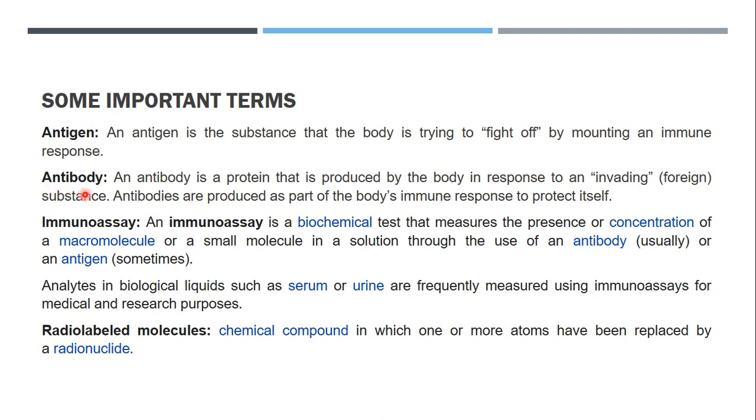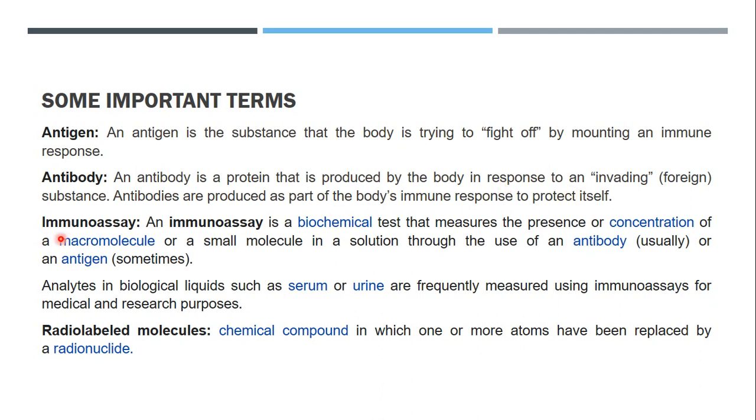Next term is antibody. It is a protein that is produced by the body in response to an invading substance, that is, to fight off the antigen, or you can say foreign substance. Thus, antibodies are produced as a part of the body's immune response to protect itself.